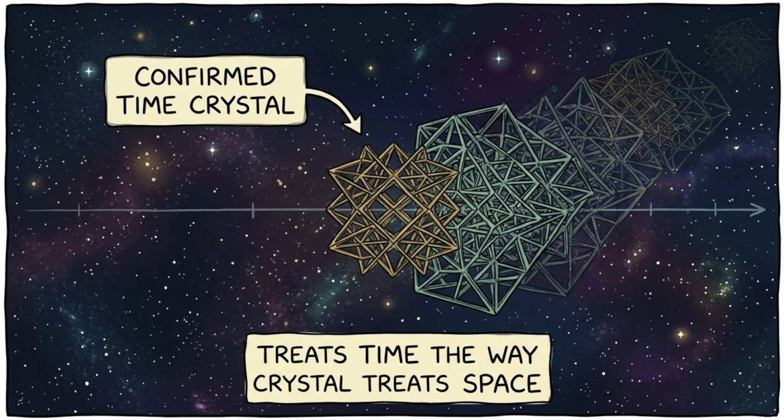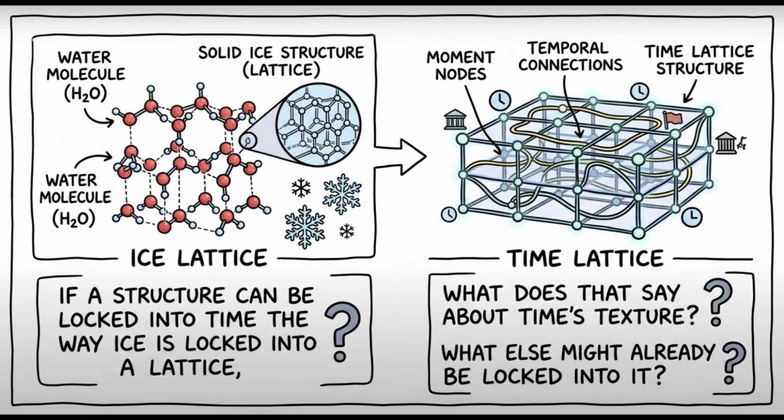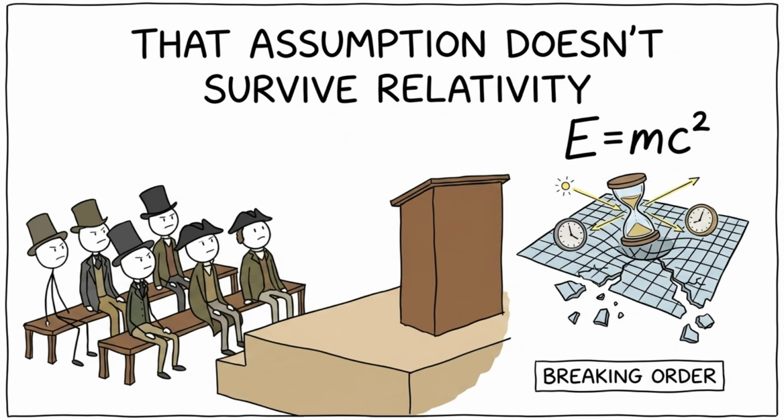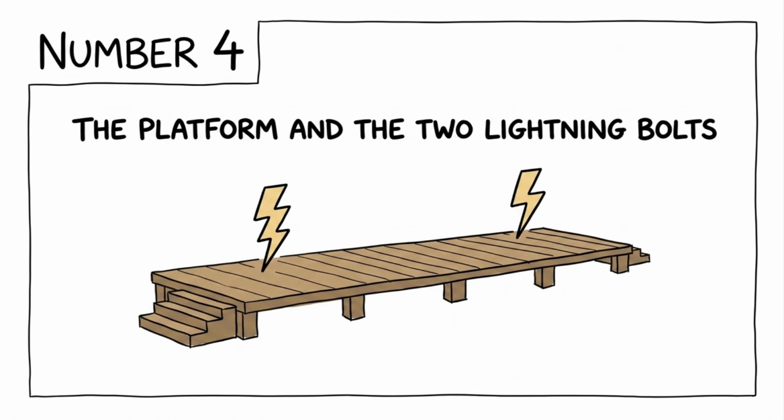You now share a universe with a confirmed physical object that treats time the way a crystal treats space, an object that literally cannot stop moving, by the laws of physics, without external interference. If a structure can be locked into time the way ice is locked into a lattice, what does that say about time's texture, and what else might already be locked into it? Time crystals are strange, but they still assume everyone agrees on the order events happen in. That assumption doesn't survive relativity.